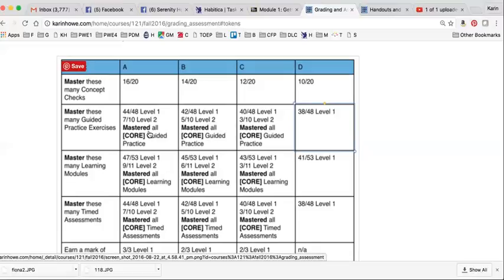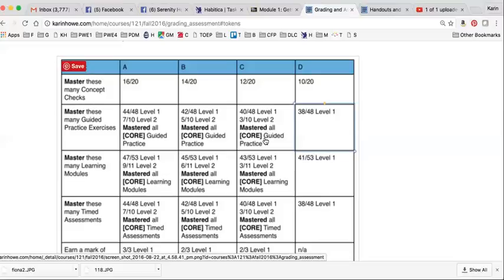Okay? So, for guided practice exercises, there's level 1 and there's level 2, and you have to achieve a certain number of them. So, 44 out of 48 level 1 and 7 out of 10 level 2s in order to get an A. In addition, some of these level 1 or level 2 guided practice exercises are designated as core guided practice exercises. These things that are designated core guided practice or learning module or timed assessments, these are all the things that I consider essential that someone coming out of this course should know.